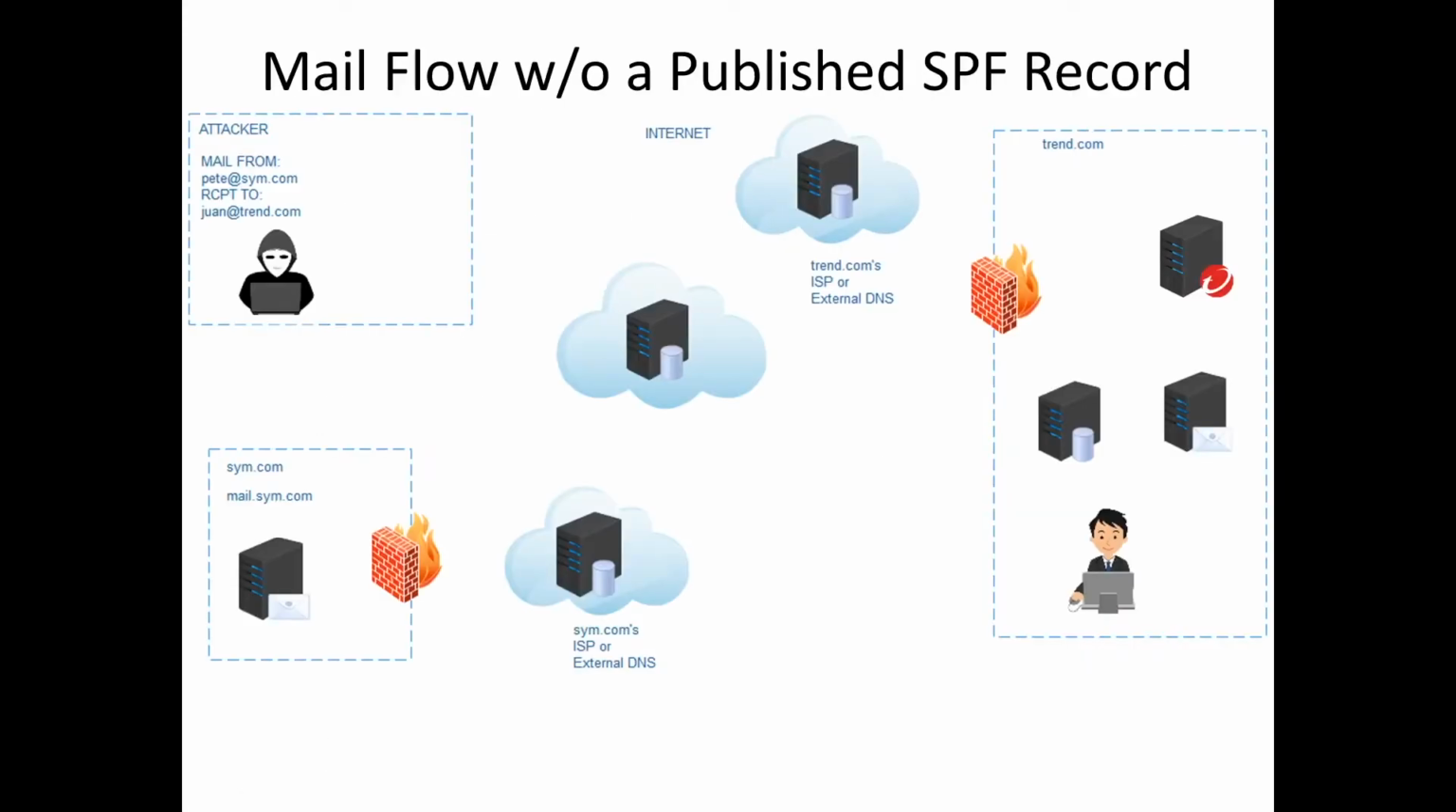Now let's see how mail flow works when there is no published SPF record from a domain. In this example, we have sim.com as the victim domain. The receiving domain is trend.com, which is basically also a victim in this scenario. And of course, we have the attacker that will try to forge or spoof the sim.com domain, and sim.com does not have any published SPF record. Let's see how it goes.